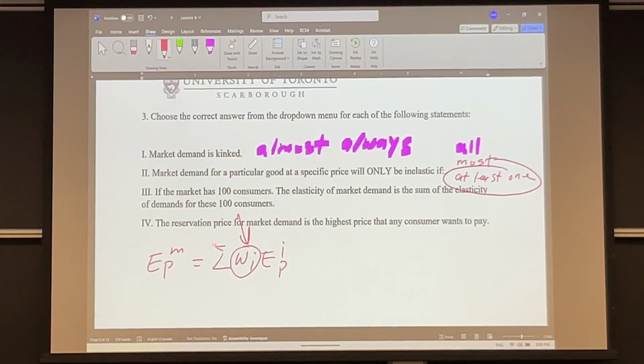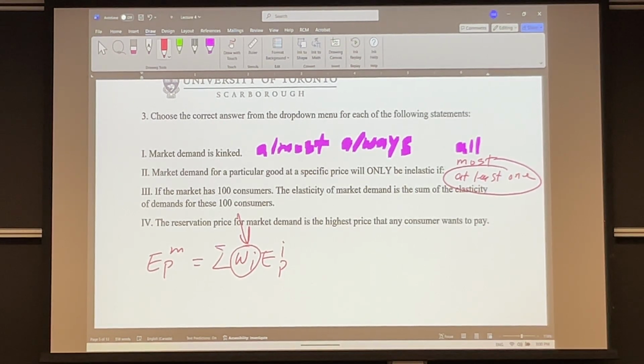But since you have a weighting system there, you don't need most to have an elastic demand. At least 1 needs to have an elastic demand because 1 might have a good chunk of the market. 1 might have 99% of the market. Make sense? Yeah. Anyway, so if someone tells you the market is inelastic, the only conclusion you can make is someone in the market must have an elastic demand. You can't say how many. You can't say most because of the weighting system in averaging out. Alright?